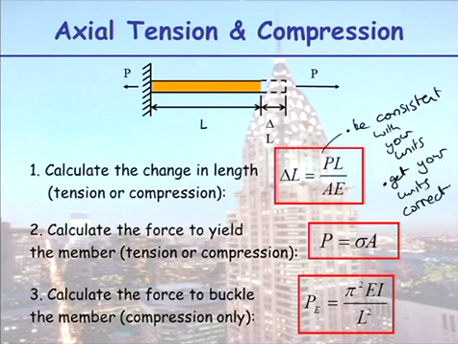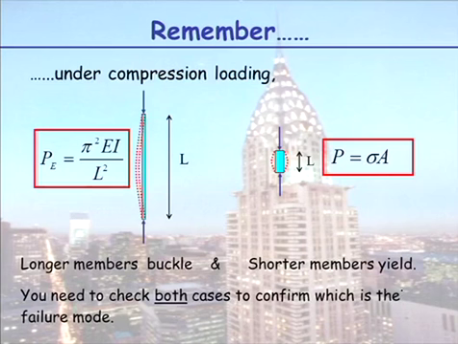Okay? When we have a member in tension or compression, we know how to design them. For a member in tension, we just need to check yield. And for a member in compression, we need to check yield and buckling. So, here we go. Under compression, a member, and I didn't bring my ruler, but I've brought it enough times for you to know, will either buckle or yield. If it's long, it will buckle. If it's short, it will yield.